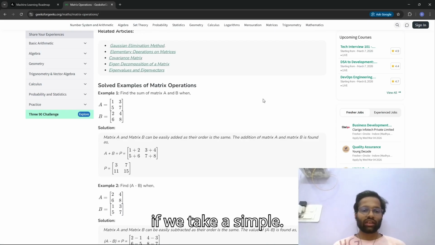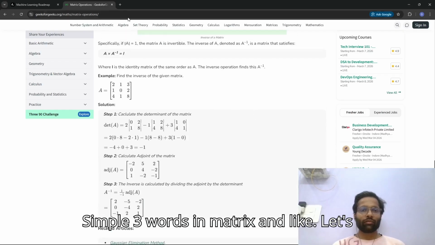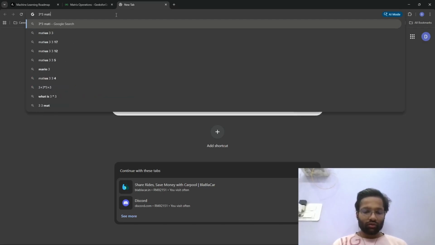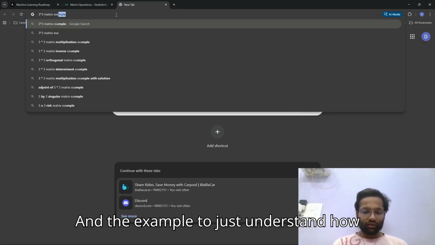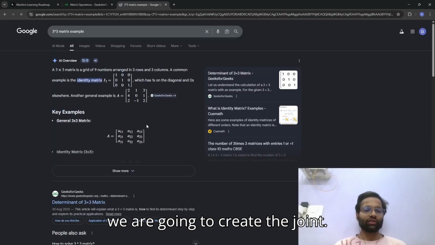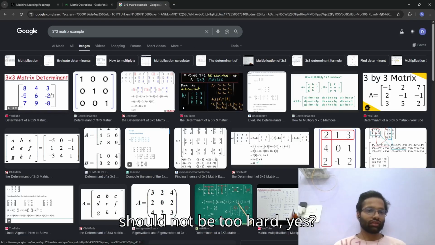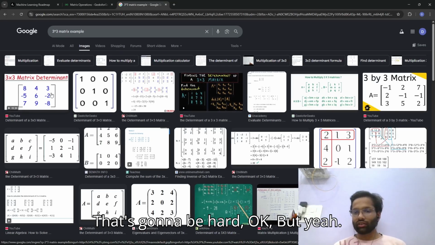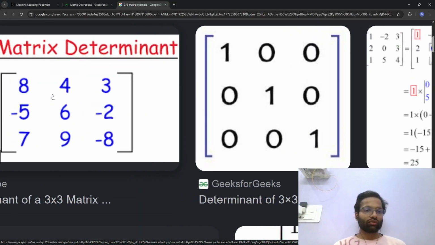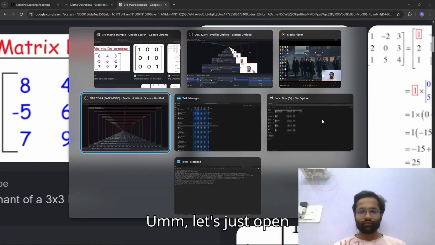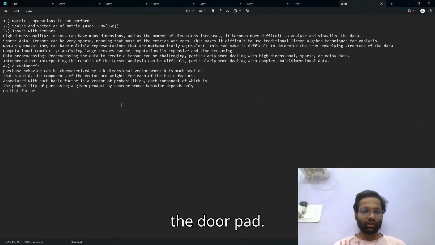So if you take a simple 3 by 3 matrix, let's do an example of that, just to understand how we are going to calculate the adjoint. Let's take some decent example that should not be too hard. Okay, but yeah. So how are you going to do that? Um, let's just open the notepad.